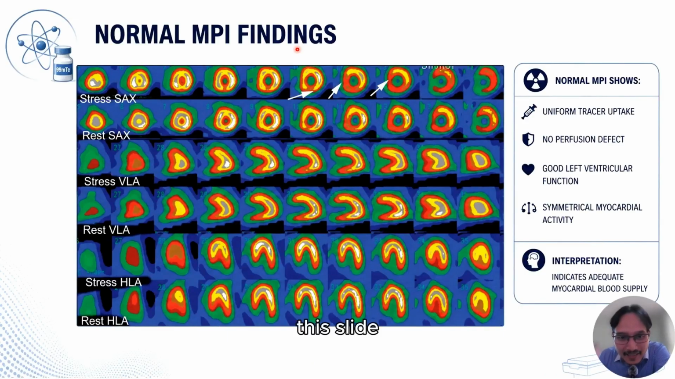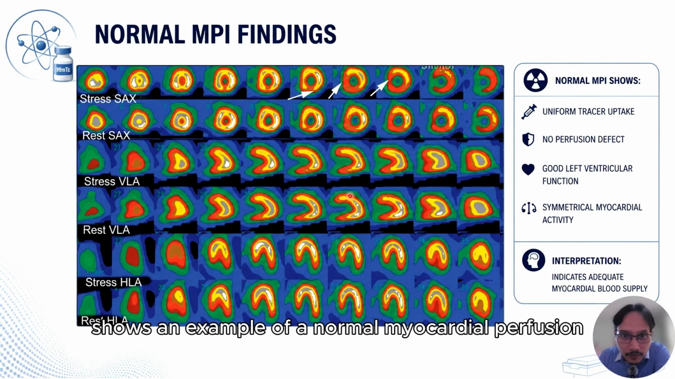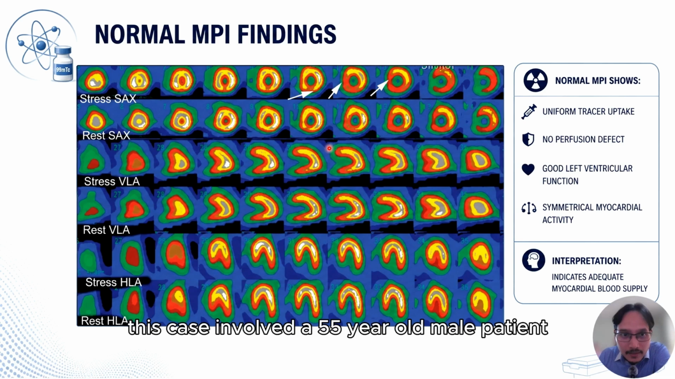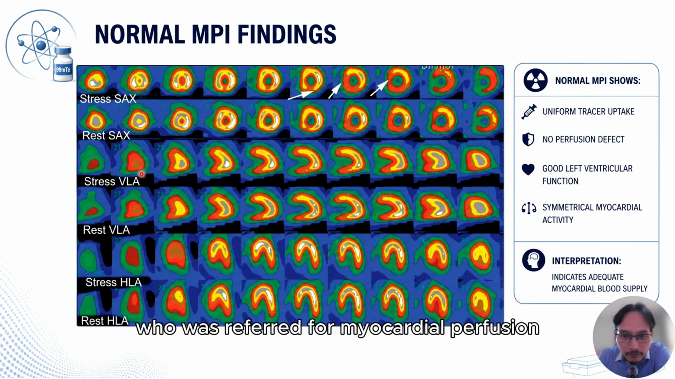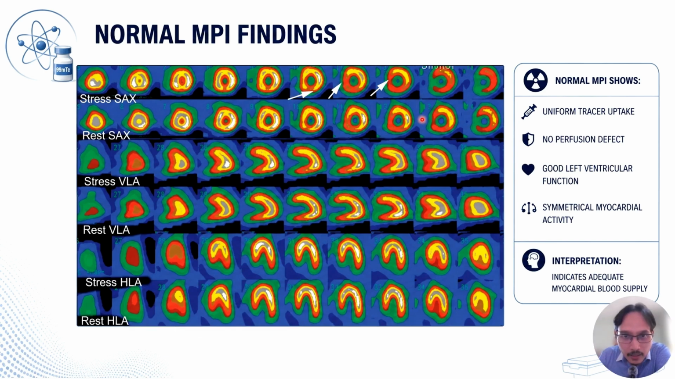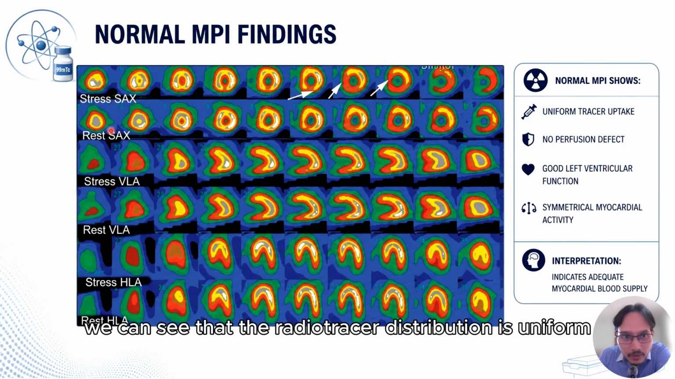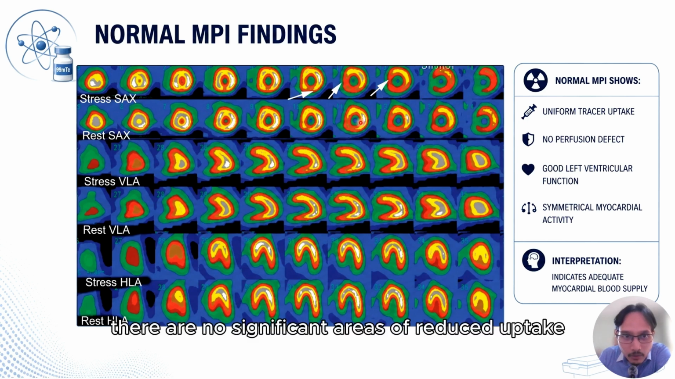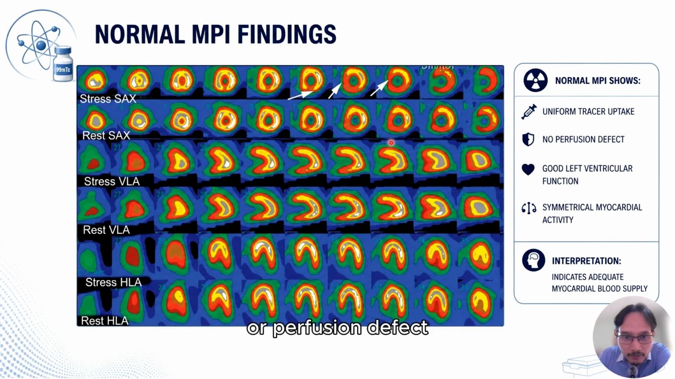Next, this slide shows an example of a normal myocardial perfusion SPECT CT study. This case involved a 55-year-old male patient who was referred for myocardial perfusion following a positive exercise stress test. When we compare the stress and rest images, we can see that the radiotracer distribution is uniform throughout the myocardium. There are no significant areas of reduced uptake or perfusion defect.